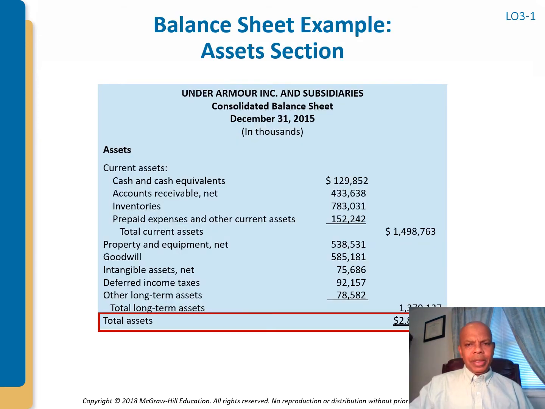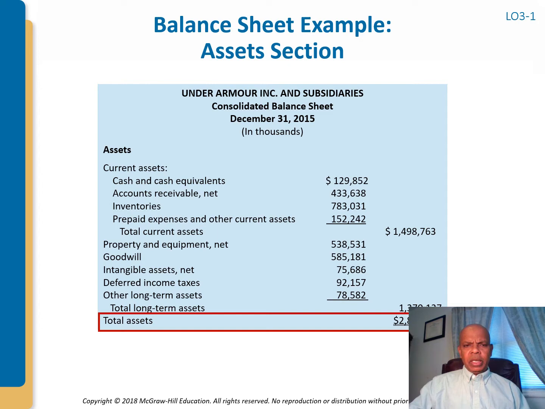Okay, here we have a typical balance sheet of an entity. This is the asset section. We do know that we have assets, liabilities, and equity. The shareholders' equity section of an organization you see in a balance sheet. Now here we have assets. This is Under Armour Corporation. It's a consolidated balance sheet. You might ask, what is a consolidated balance sheet? You've probably heard of it.